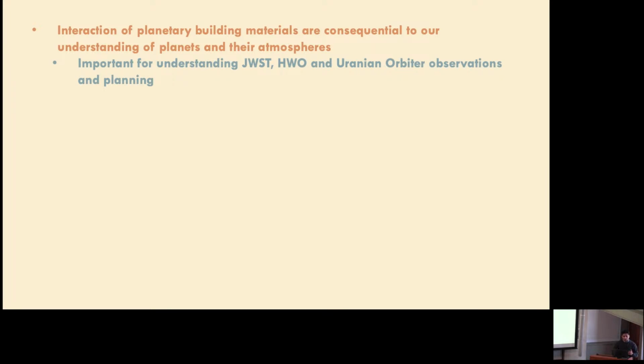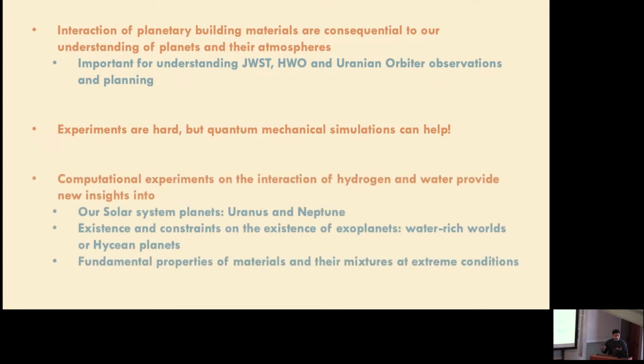But to summarize, interactions of planet-building materials are consequential to what happens in these planets and are important for understanding the observations from JWST, the Habitable Worlds Observatory, or the Uranian orbiter, and their planning. Experiments are hard, but quantum simulations can help us. And through these computational experiments that I just shared with you about hydrogen and water, we're finding some really cool insights into Uranus and Neptune, constraints on the existence of exoplanets with water or not, and also some new insights into the fundamental properties of how materials actually work at these extreme conditions. And that is it from me. I'd be happy to answer any questions. Thank you so much.